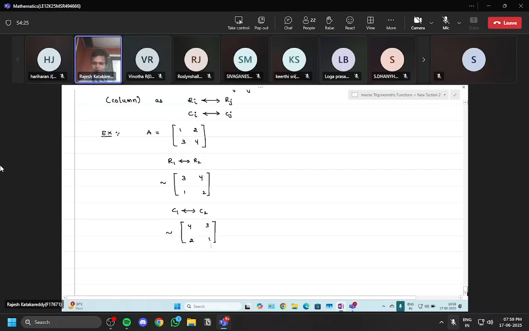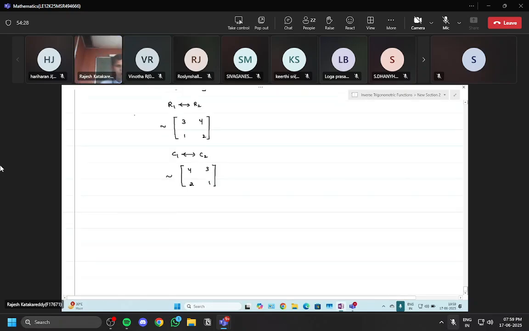Now the second operation. We can multiply a row or a column with a non-zero scalar. So how do we represent that?